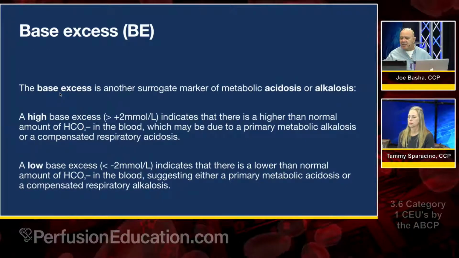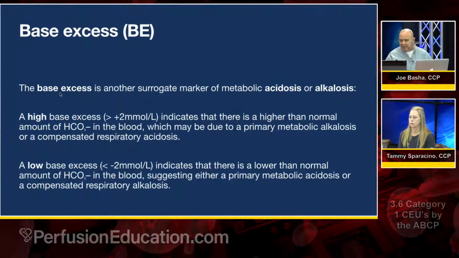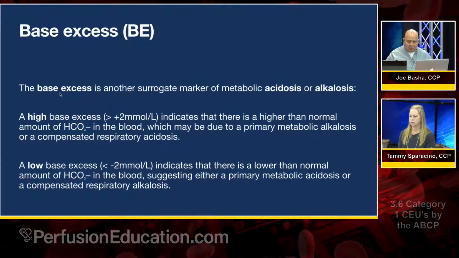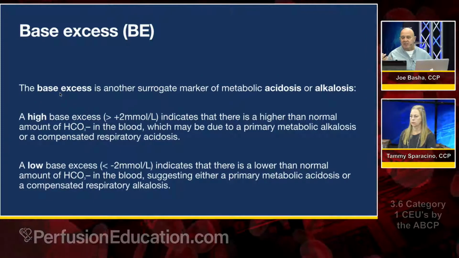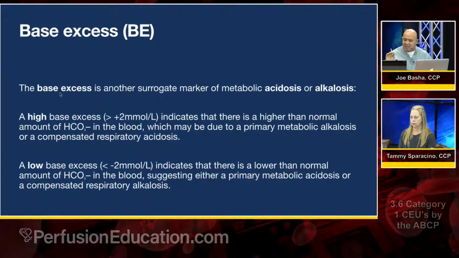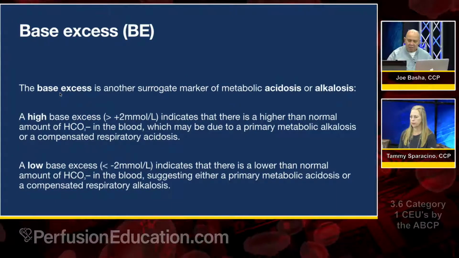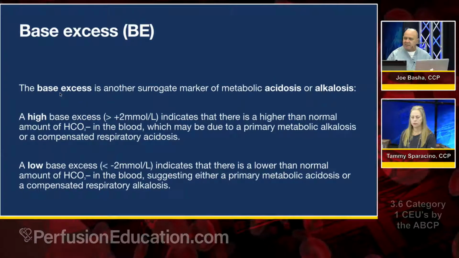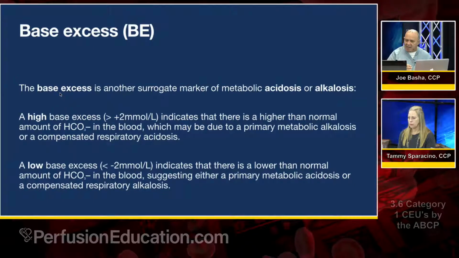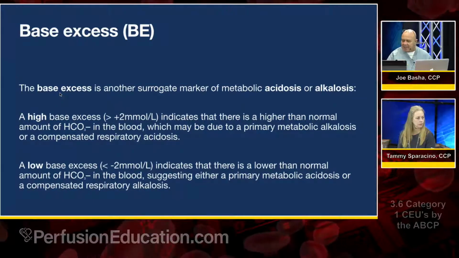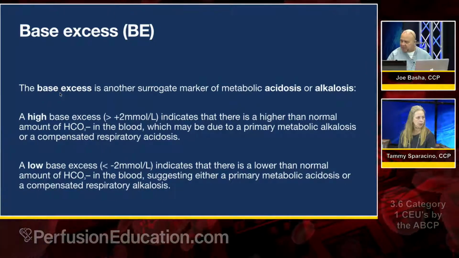The base excess is another surrogate marker of metabolic acidosis or alkalosis. A high base excess indicates there's a higher than normal amount of bicarb in the blood, which may be due to primary metabolic alkalosis or a compensated respiratory acidosis. This is something we see a lot of on long-term ECMOs. Patients that have ARDS who are on ECMO for a very long time, where we're trying to do very minimal vent contribution to do a lung protective vent strategy.